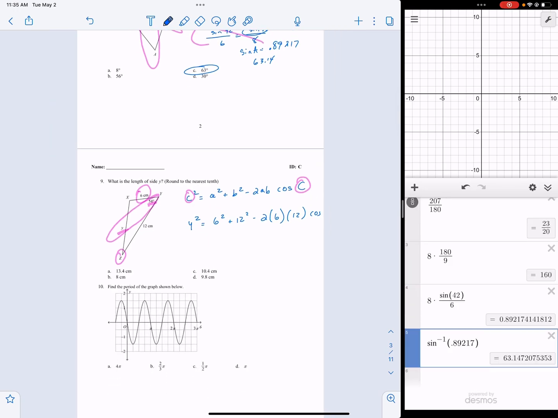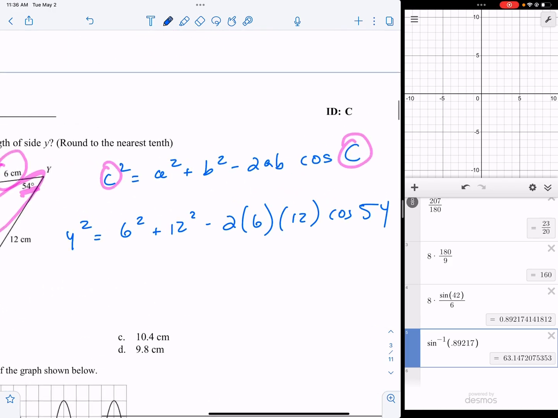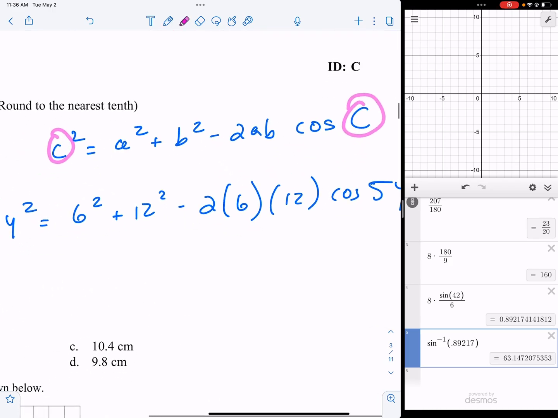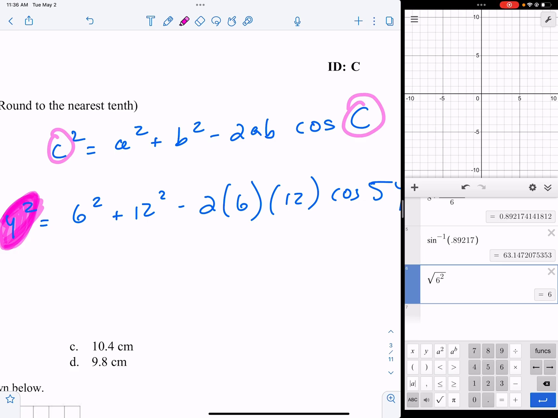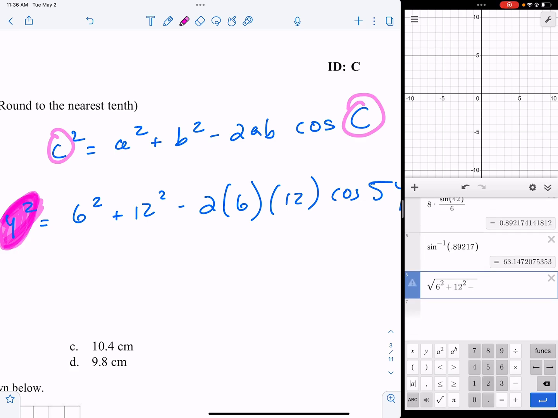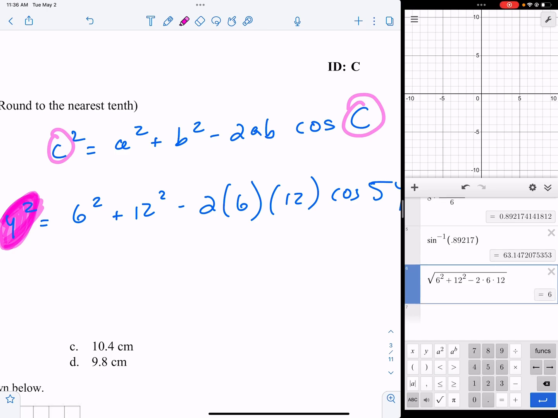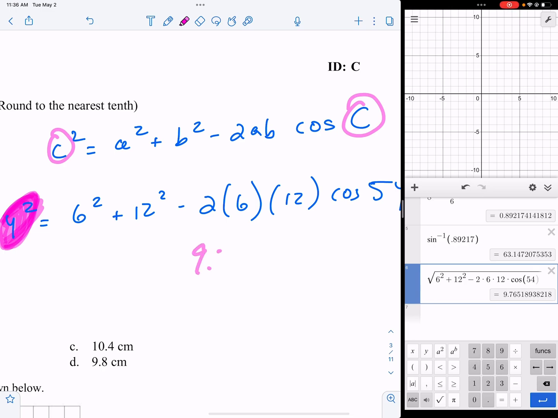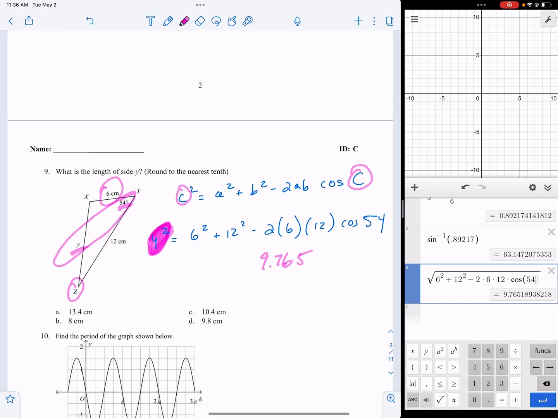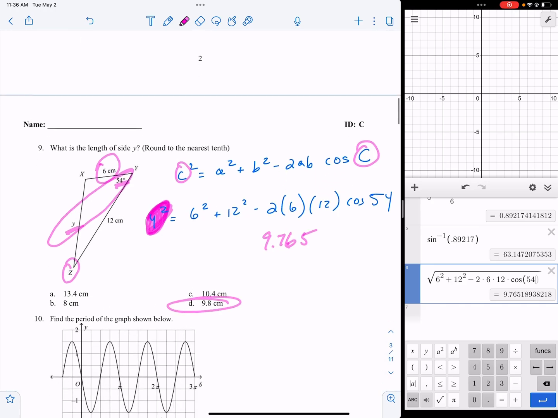Oh, I didn't leave myself enough room there. Let me move this over. Cosine 54. So I've got to type this whole thing in a calculator, but at the end I've got a square root because it says Y squared. So I'm going to open a root now: square root of 6 squared plus 12 squared minus 2 times 6 times 12 times cosine 54, 9.765, 9.8.